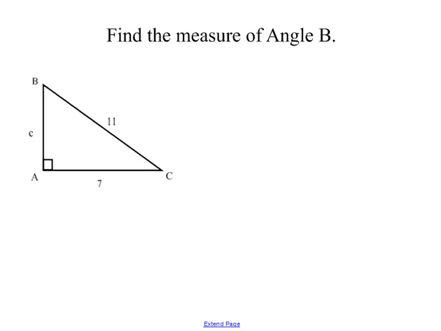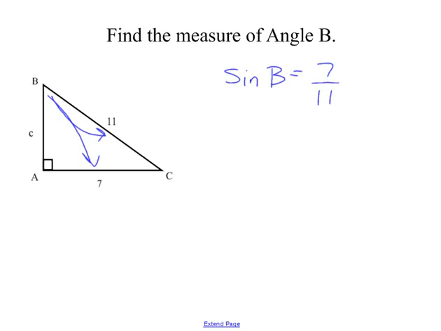Let's take a look at another example. Here we want to find the measure of angle B. So starting from angle B, we know the opposite side and we know the hypotenuse. Opposite over hypotenuse is sine, so we set up our trig equation. Sine of angle B equals opposite over hypotenuse.